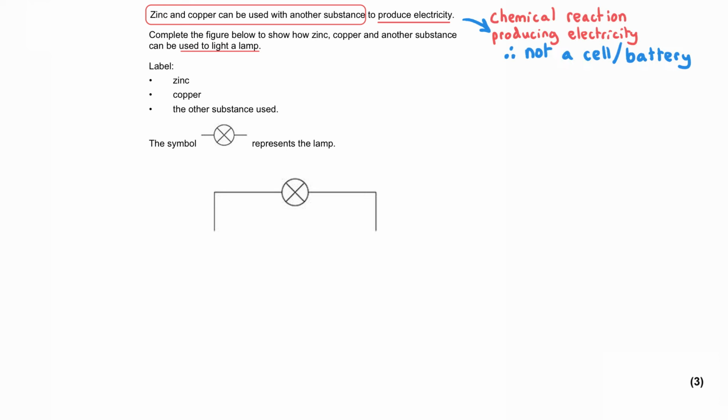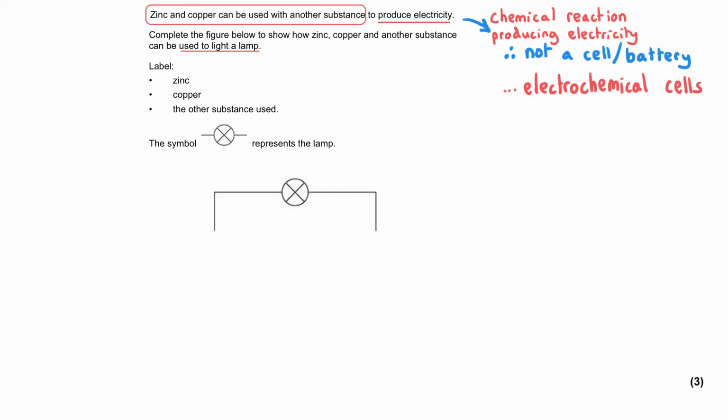We're being told that the electricity is being produced from a chemical reaction between the zinc and the copper. And so this is a big clue that we must not include a cell or a battery in whatever we draw, because the chemicals are producing the electricity. And when this happens, we call this an electrochemical cell.